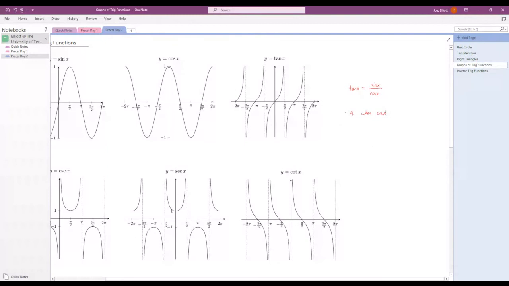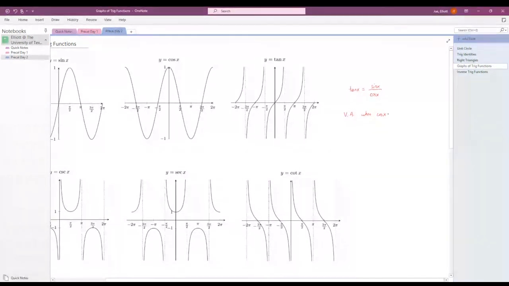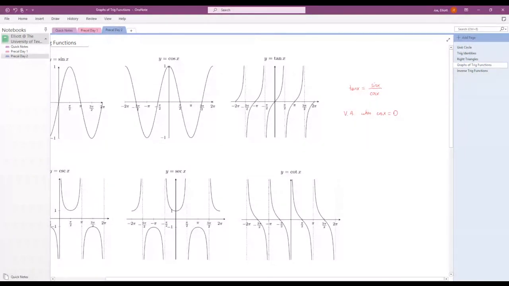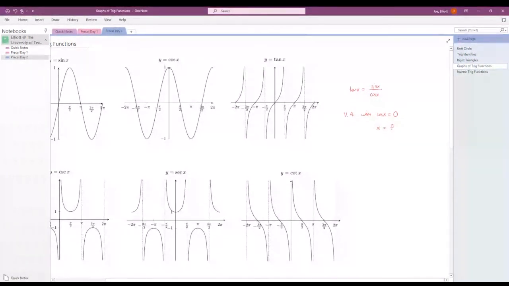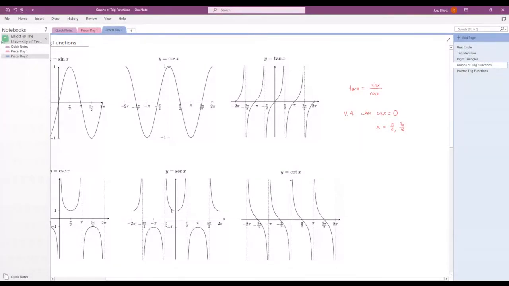Oh, sorry, not horizontal, vertical. And then we know that cosine is 0 when x is at pi over 2 radians, 3 pi over 2. Those are kind of the two 90-degree angles, if you will. I forgot to mention negative angles. I meant to mention that earlier, but are you guys familiar with the idea of a negative angle?